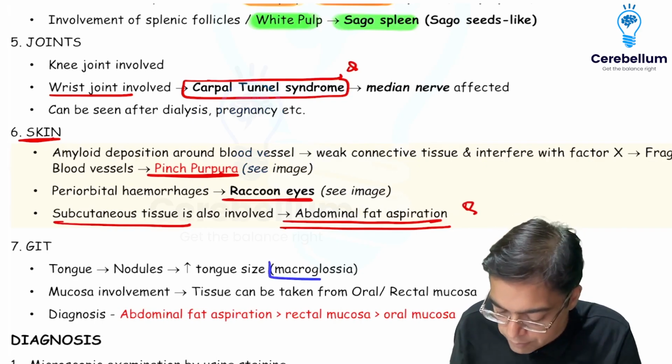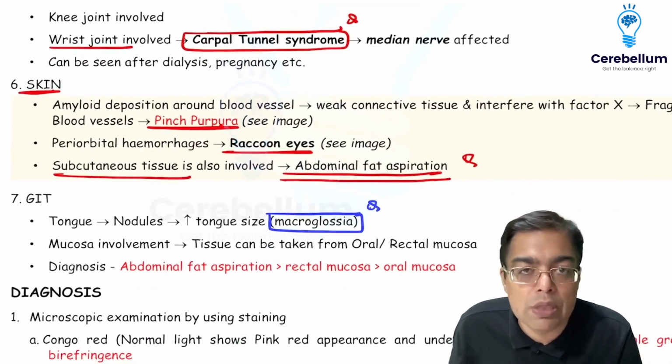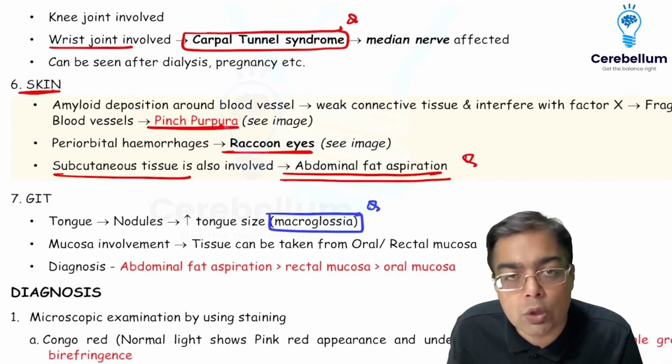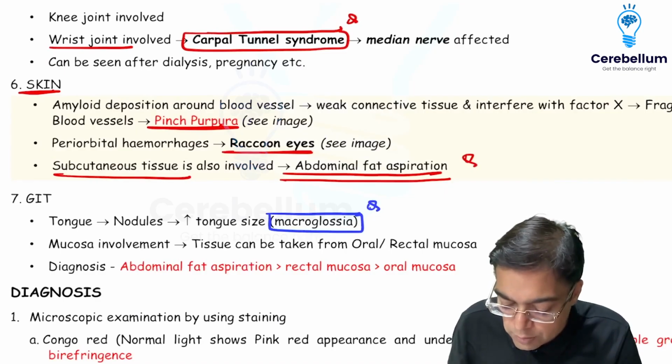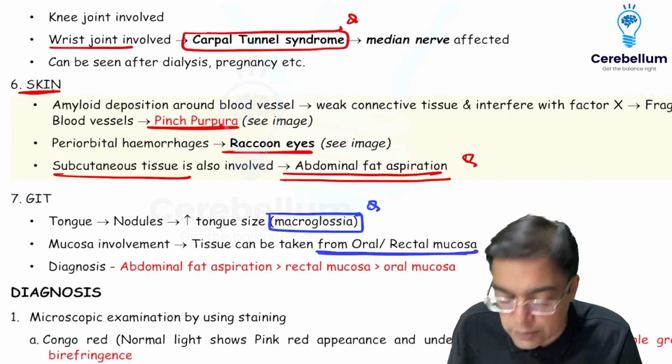That's what you need to remember, macroglossia. And GI involvement is important because mucosa involvement of the oral tissue or the rectal tissue can be associated with the purpose of doing a biopsy, and that can be useful for making a diagnosis.